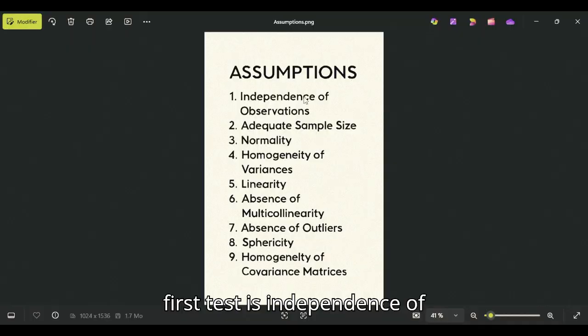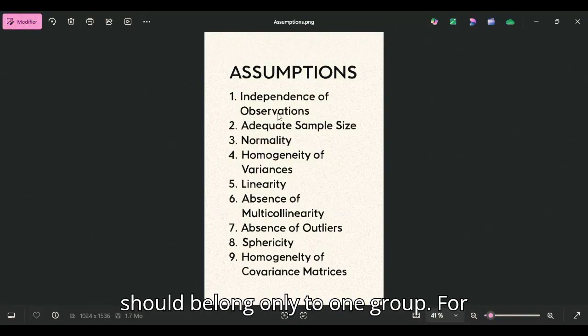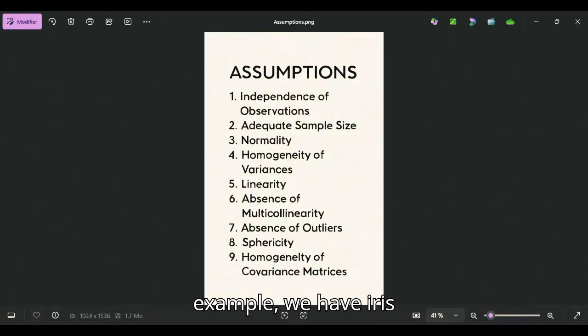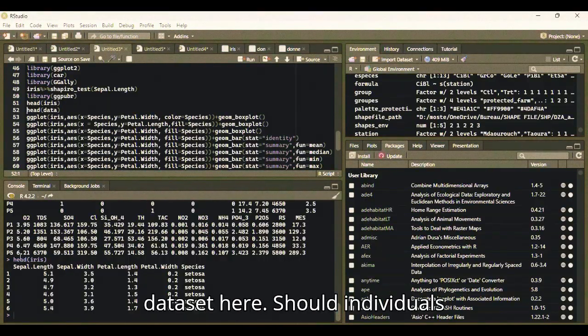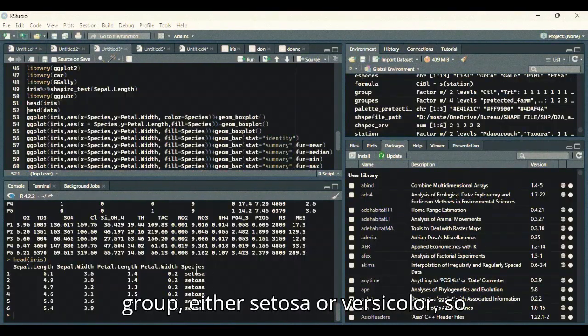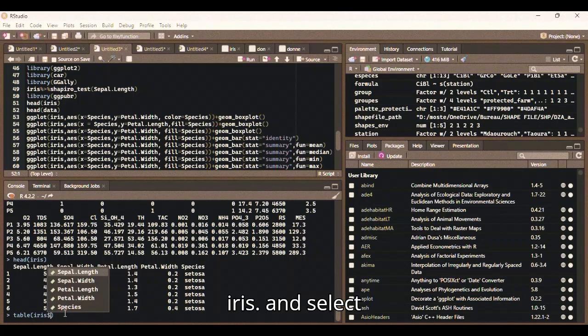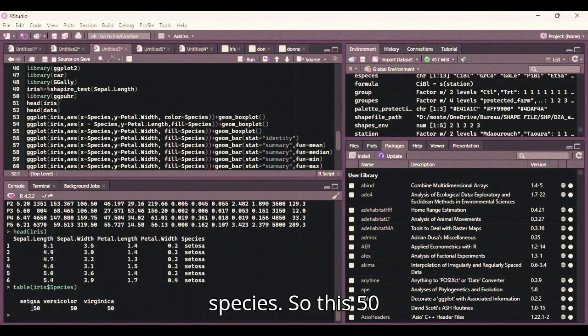So the first assumption is independence of observations. Each subject here should belong to only one group. For example, we have the iris data set here. Each individual or sample should belong to only one group, either setosa or versicolor. So using the table function on iris and selecting Species, these are the 50 individuals for each group.